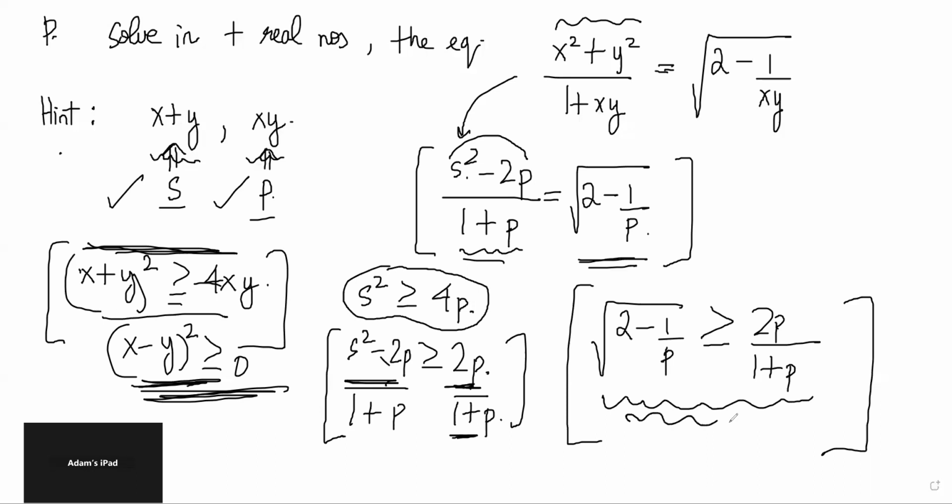Solve this inequality. You should square it. You will get 2 minus 1 over p is greater than or equal to 4p square by (1 plus p) whole square, right? Now solve it. Bring everything over. You can multiply by (1 plus p) square, simplify it and all.